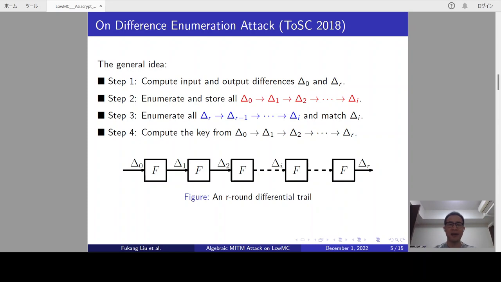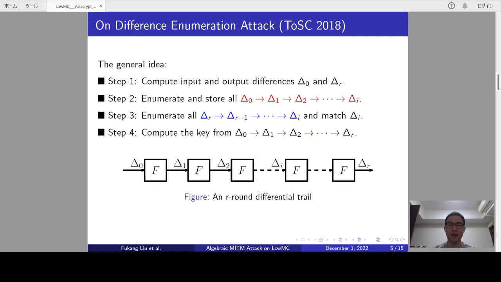To understand our attack, it's necessary to first understand the difference enumeration attack. Its general idea is very simple. First, compute the input and output difference delta 0 and delta r according to the plaintext pairs and the ciphertext pairs. Then, at step 2, pre-compute and store all possible delta i computed from delta 0. And at step 3, again, we compute delta i but from delta r, and for each computed delta i, find a match from the pre-computed table.